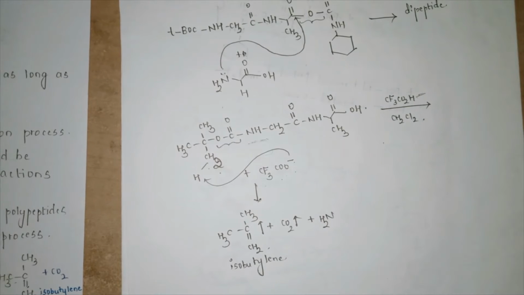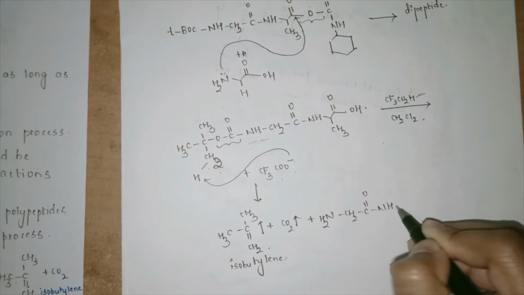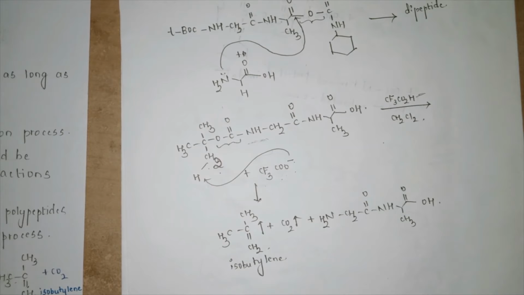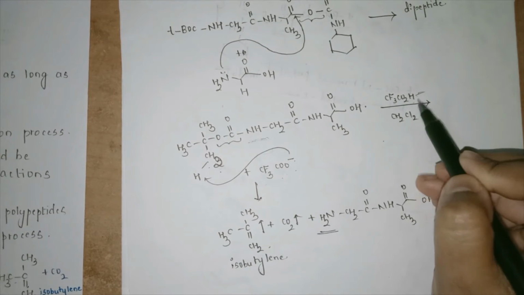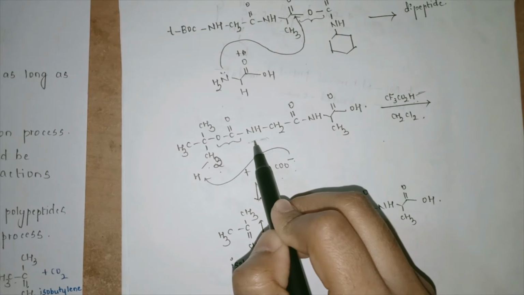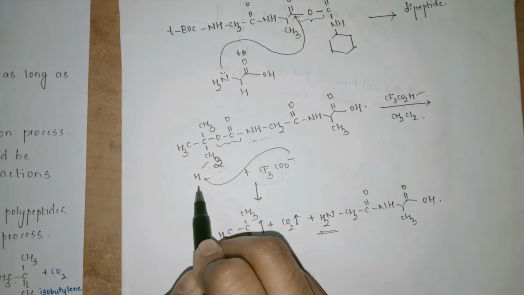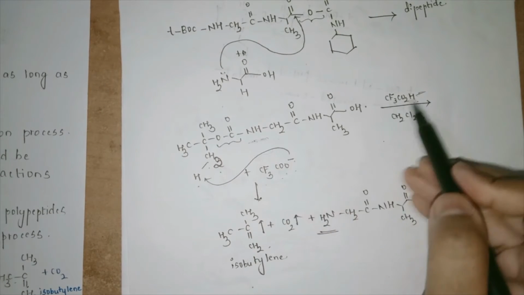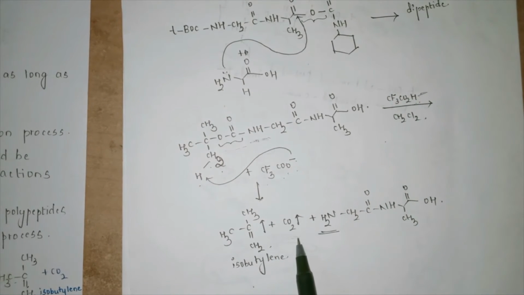Plus I'll be able to release NH, CH2, C double bond O, NH, CH3, COOH. This is how I'll be getting my free N-terminal system. So what is happening over here is this trifluoroacetic acid proton can attack onto the NH of the system over here, and then this COO minus will abstract the proton from the CH3, turning it into an isobutylene system. Further, because of this attack of the proton on the NH system, the release of a carbon dioxide takes place.